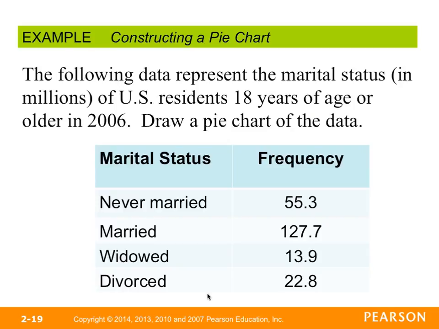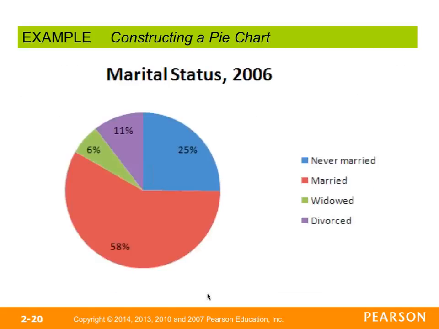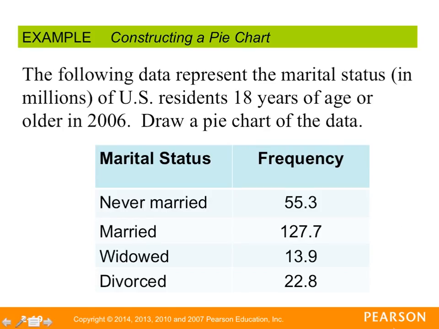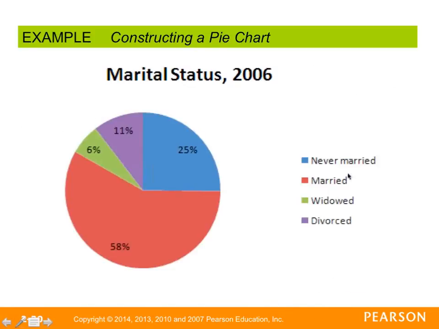So if we look at this example, we have marital status and we have frequencies. And so what we do is we basically just change it so that they're percentages. So in order to do that, we take 55.3 divided by whatever our total is when we add all of this up. And we get 25% never married, 58% married, 6% widowed, and 11% divorced. And then that creates our pie chart. You always want to use percentages in pie charts. It's a lot easier to read and understand. And then the whole thing should always add up to 100.